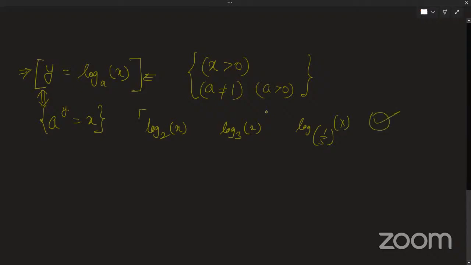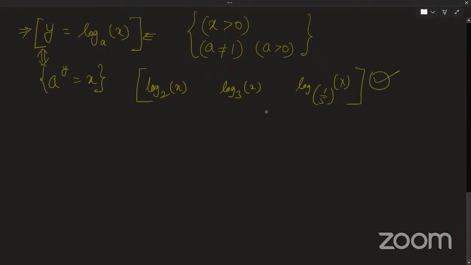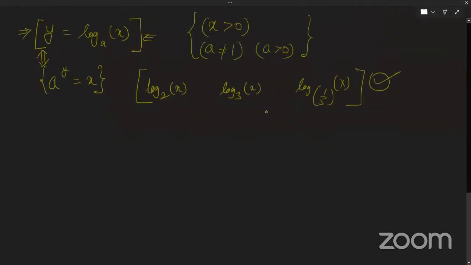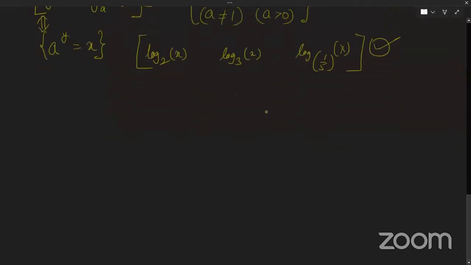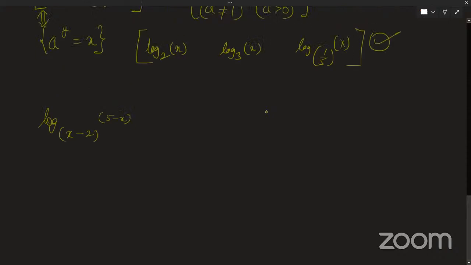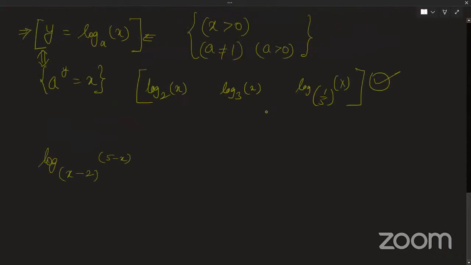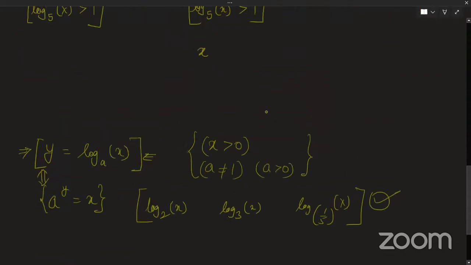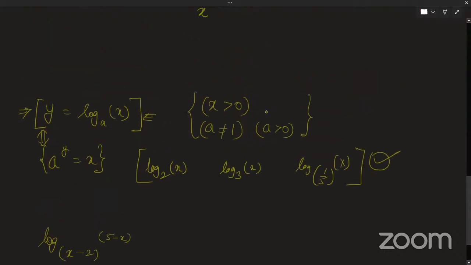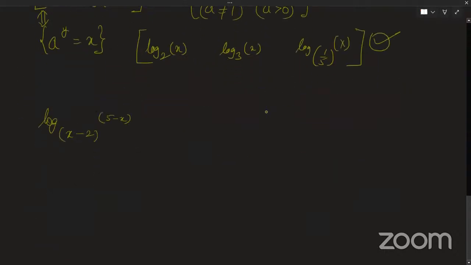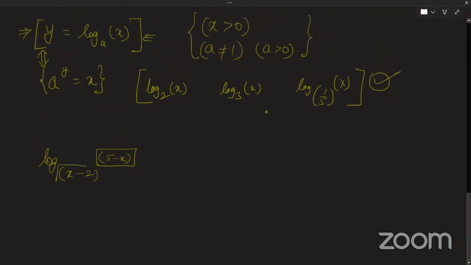But now we have changed it. Now this a is also varying, so a is also a function of x. These three conditions will remain the same, but instead of x, I will be using this thing, and instead of a, I will be using this thing.